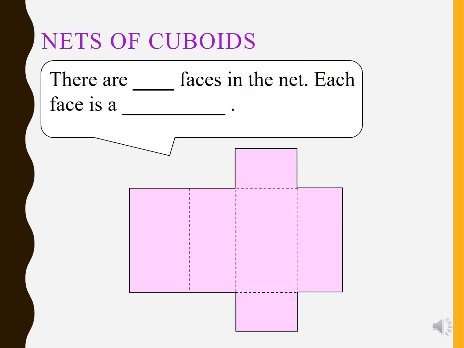Next part, we are going to talk about the nets. This is the net of a cuboid. How many faces are there in the net? You can see 1, 2, 3, 4, 5, 6. And for each face, what shape is it? Yes, it is a rectangle.